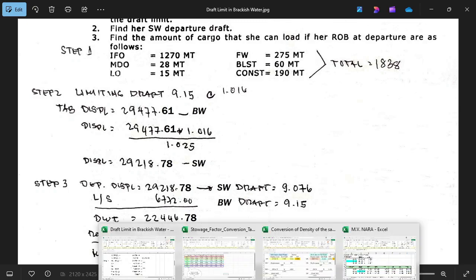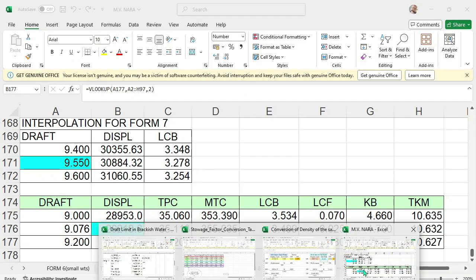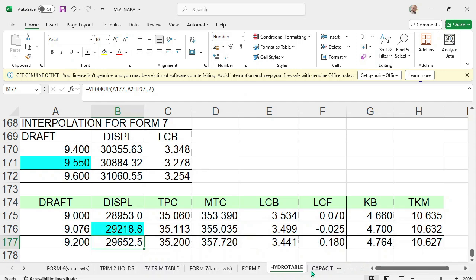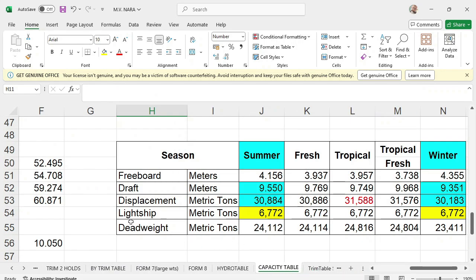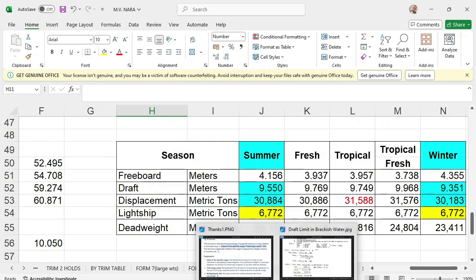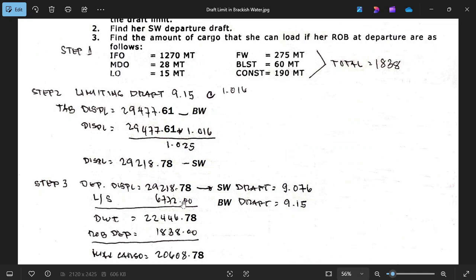What is your light ship? Your light ship is 6772. Okay, that is your light ship, 6772 minus this one, and your dead weight will be 22446.78.